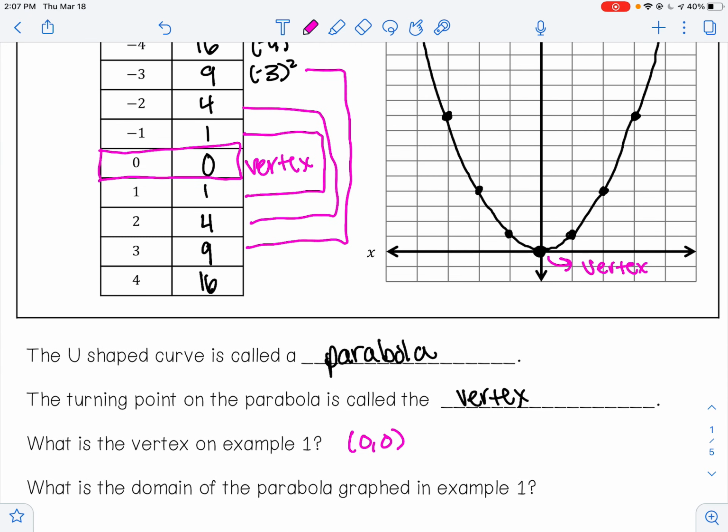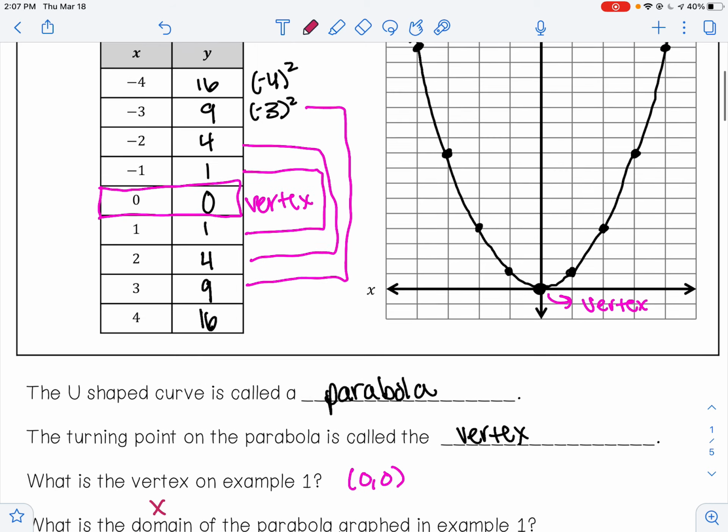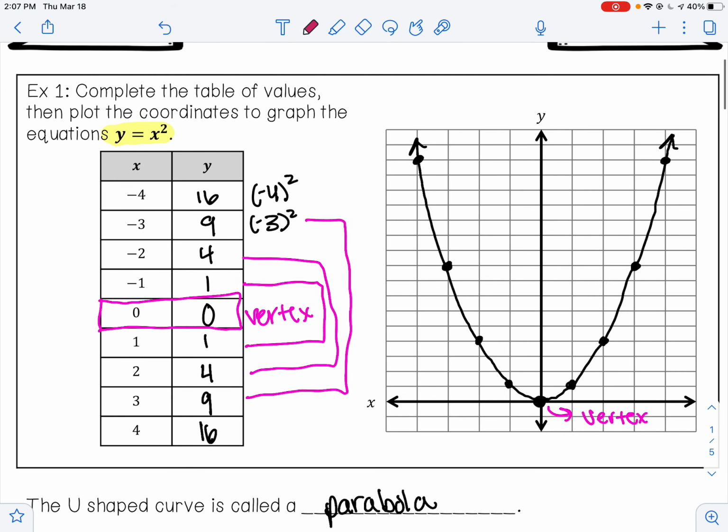The next question says, what is the domain of the parabola graphed in example 1? Well, remember that your domain are your x values from left to right. So I'm going to scroll up to our graph. My furthest point to the left, well, it's an arrow, and it's going to keep going to the left forever. If I keep going to the left forever, I'm going to end up at negative infinity.